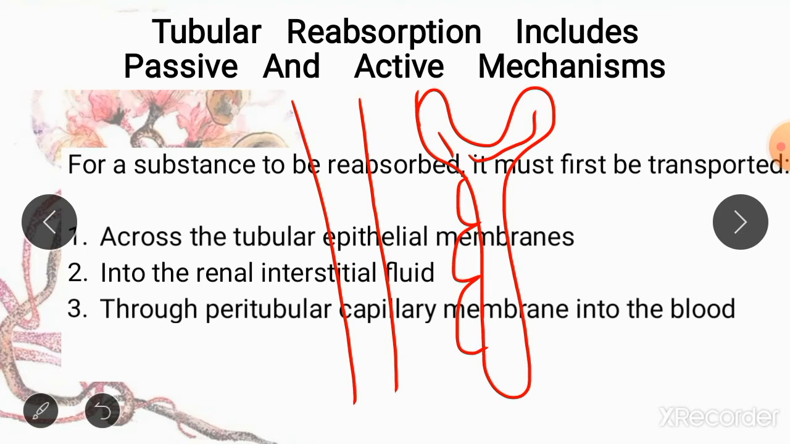So anything that needs to be reabsorbed from the lumen of the nephron will have to pass first through the epithelial cells which make up the nephron, then enter into the interstitial space, and from there move into the peritubular capillaries and the general circulation.